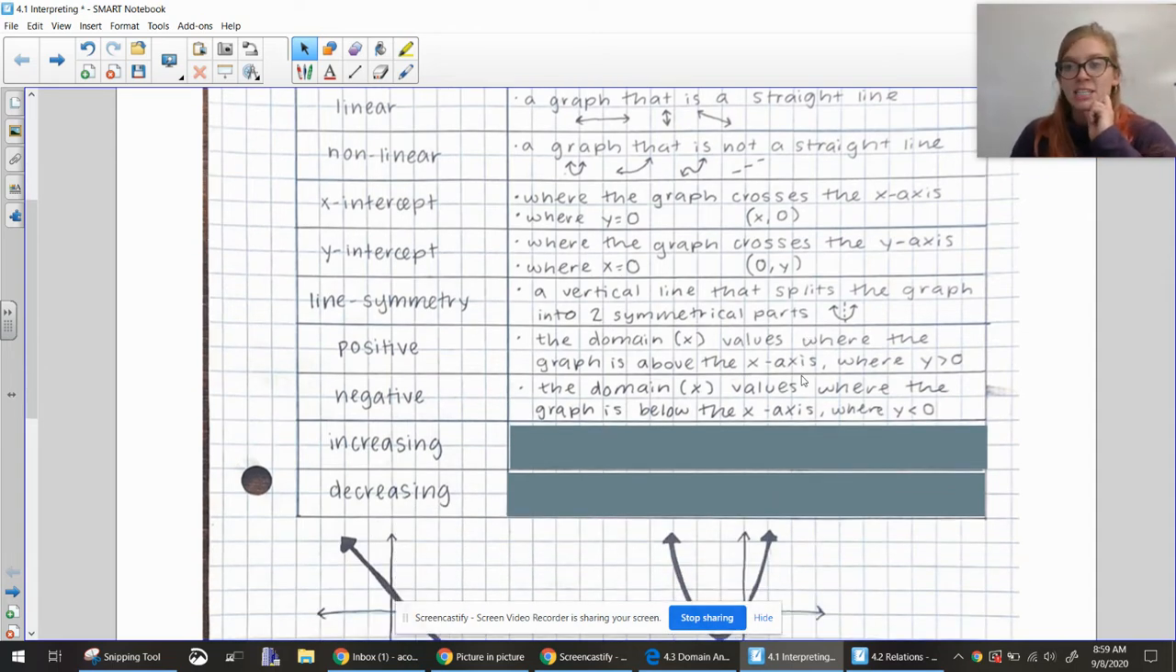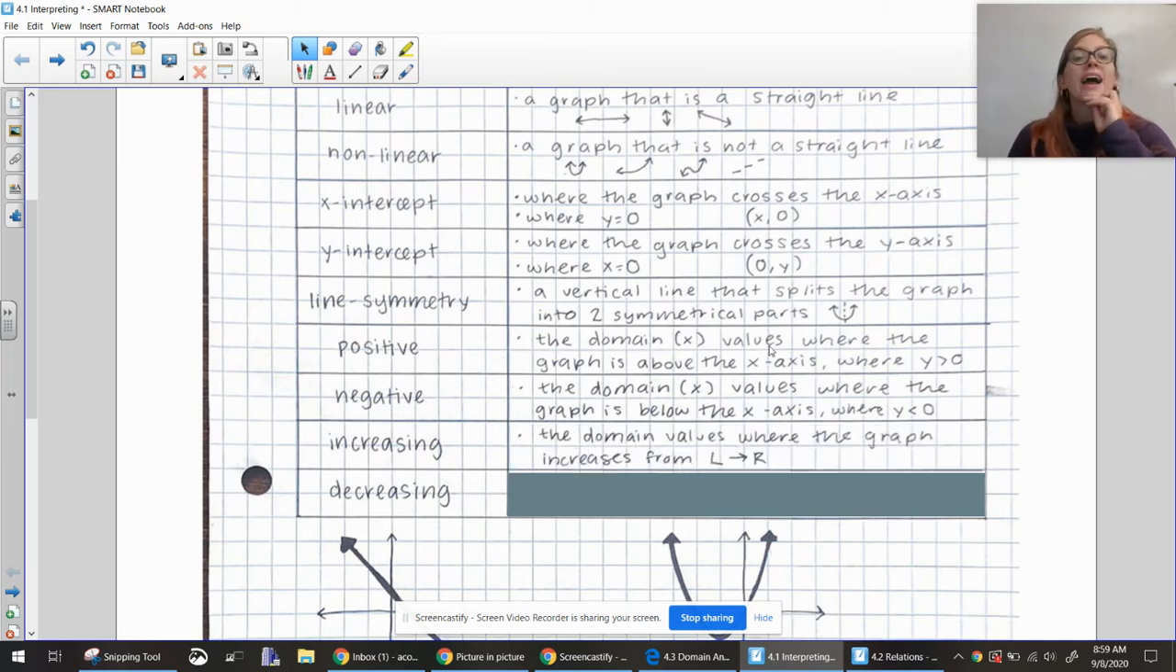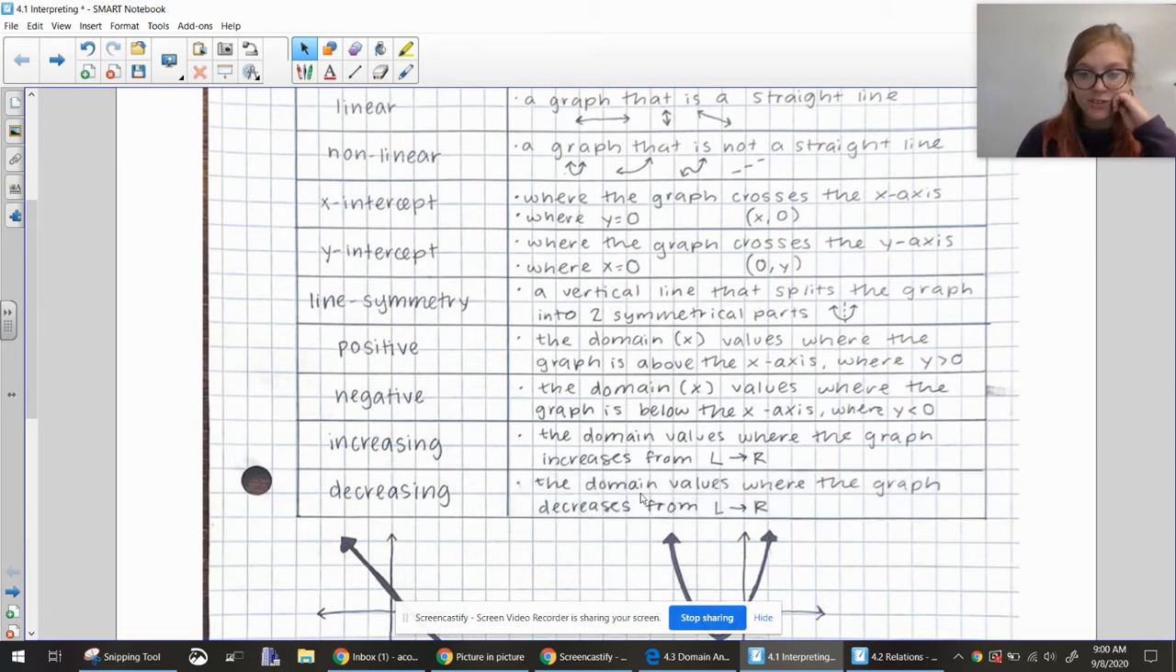The last piece that we're going to talk about is increasing and decreasing. The graph is increasing if the graph is going up. Sorry, there's a mirror situation happening here. The graph is going up as the graph increases from left to right. So if the graph is going up from left to right, then it's going to be increasing. If the graph is going down from left to right, then the graph is decreasing.